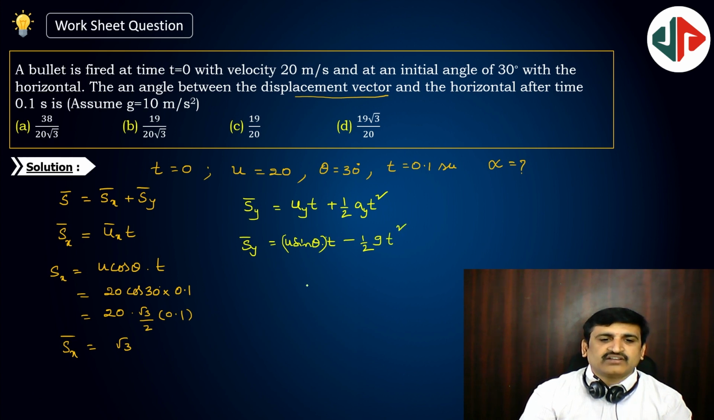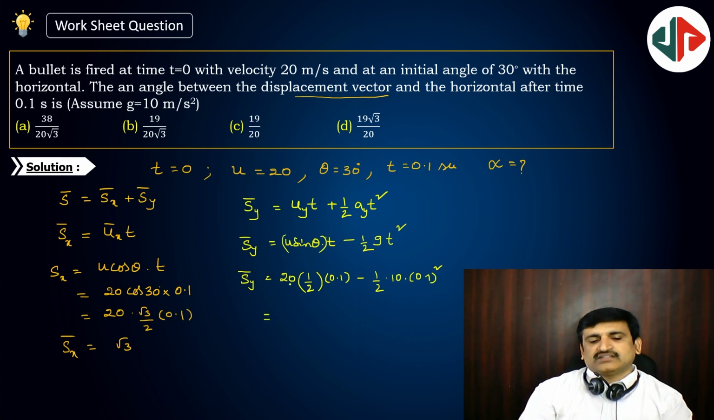Now let us substitute. Sy bar is equal to u sin theta, u value 20, sin theta is 1 by 2, into t value 0.1, minus half g value, 10 as he mentioned, into t square, 0.1 square. This will be 20 into 0.1, 2 by 2, 1, minus 0.1 square, here 10 by 2 into 0.01.